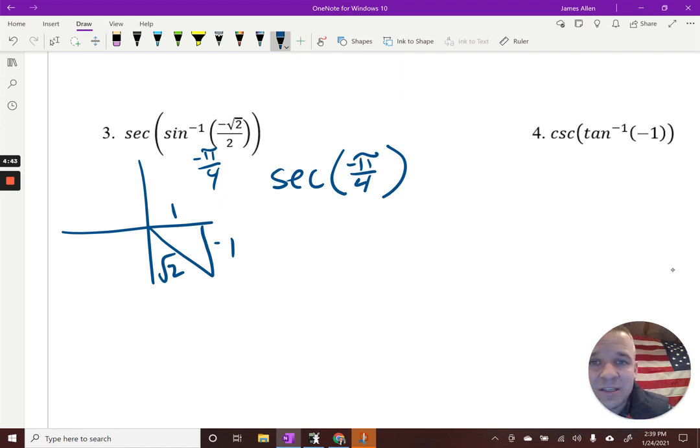Secant is hypotenuse over adjacent. So hypotenuse, which is √2, over my adjacent, which is 1. So just √2.